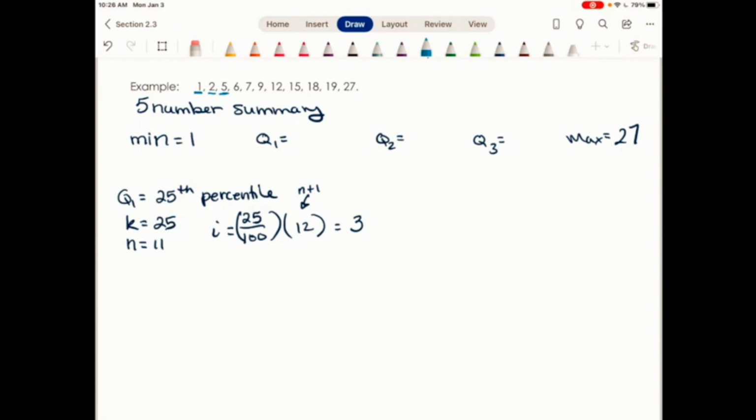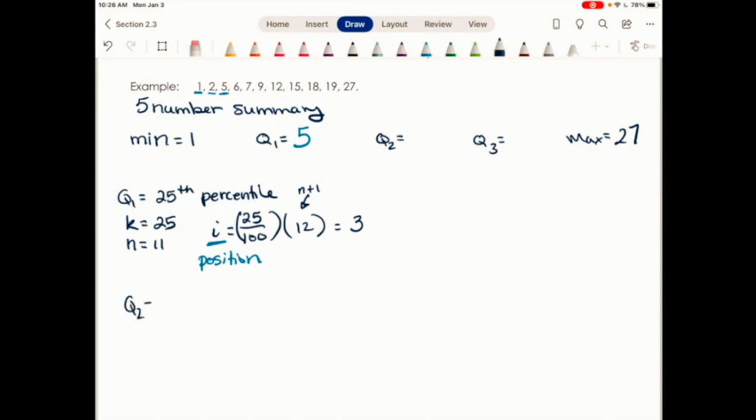So that means my Q1 is going to be the data value 5. So you can see how it can get confusing. The I tells you the position of the data value that we're looking for. So the 3 isn't the data value itself, it's the position. So you still have to go up to the data set and find that value.